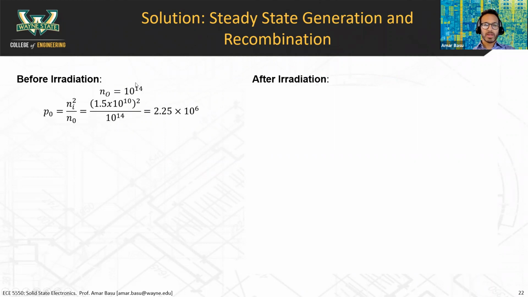I don't have the units here. I would like to make sure that you do put your units on when you do exams and homeworks and such. P0 can be found with np equals ni squared, so P0 is equal to ni squared over N0, and that comes out to 2.25 times 10 to the 6th. Again, the units are per centimeter cubed. Typical n-type semiconductor: your electron concentration is many, many orders of magnitude above your hole concentration.